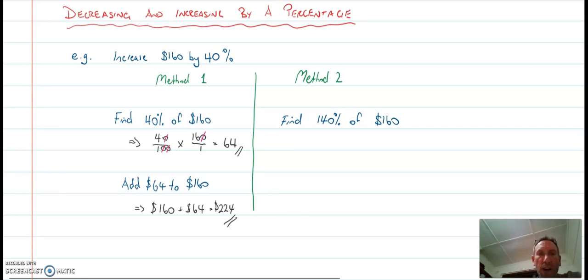I don't have to find one thing and add to the other. This will be my answer. All right, let's get to it. I'll show you how it works. 140%, that's how that looks, of $160.